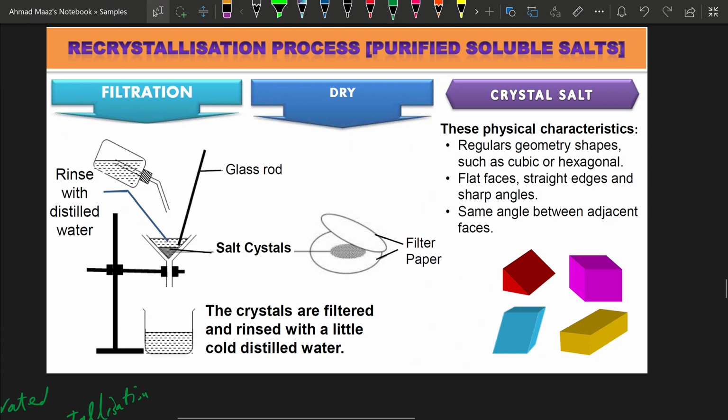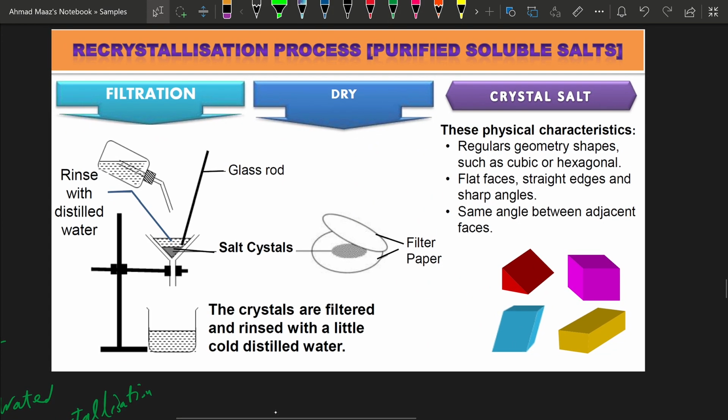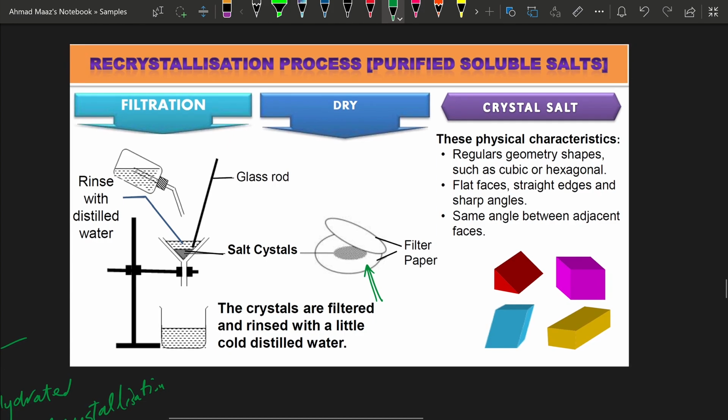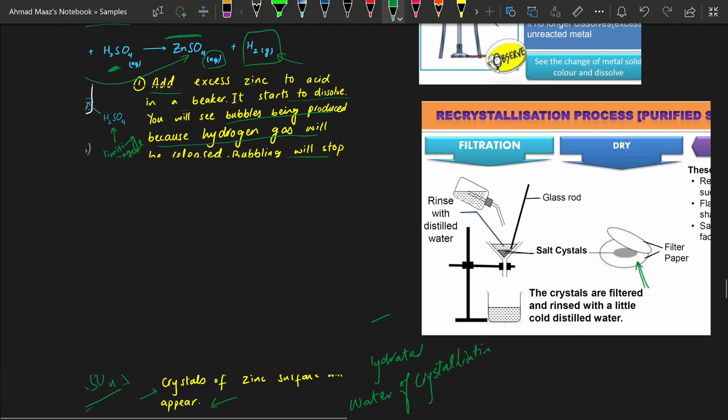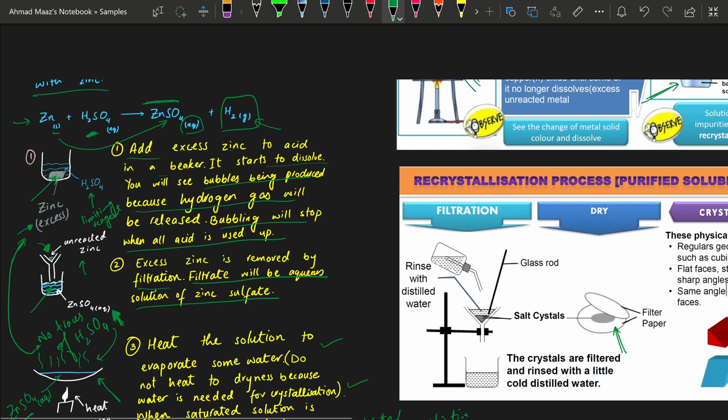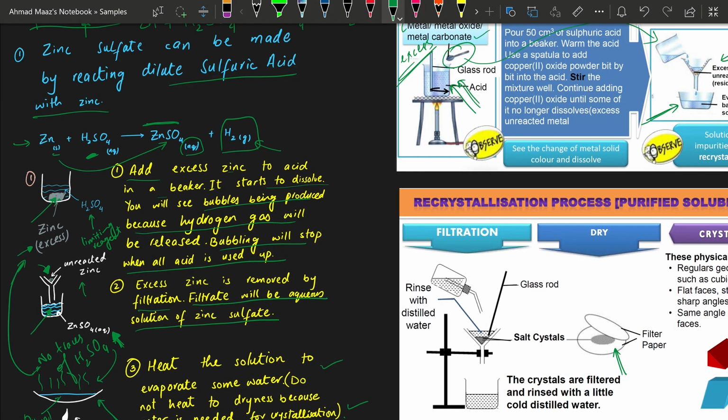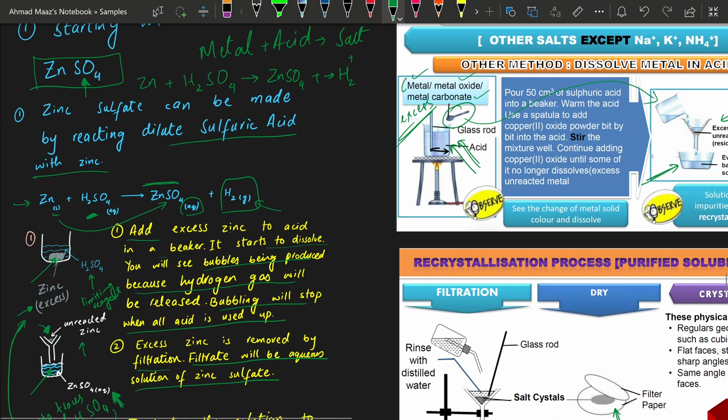And when those crystals are formed, you can wash them with water, or you can then dry them with the help of filter paper. Alright, so that is how you obtain salt by reacting acids with metals, and we'll soon see how metal oxides and metal carbonates are used to form salts in the next video.